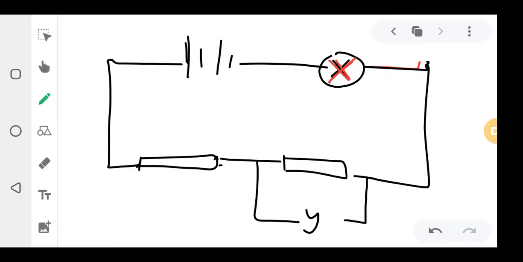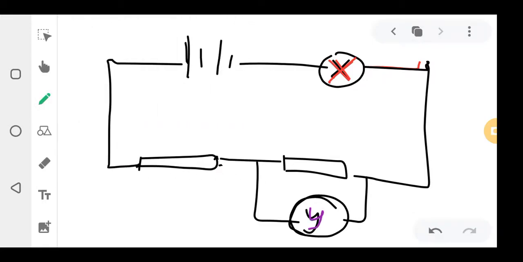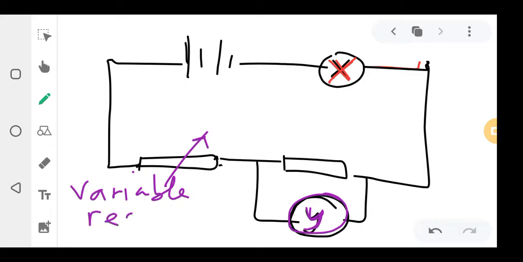I already taught you how to do this last time. What is Y? That is my Y there. So this one is called a variable resistor. That's got an arrow cutting it like that. That's how you know it's called a variable resistor. It's a resistor but with an arrow cutting it like this.